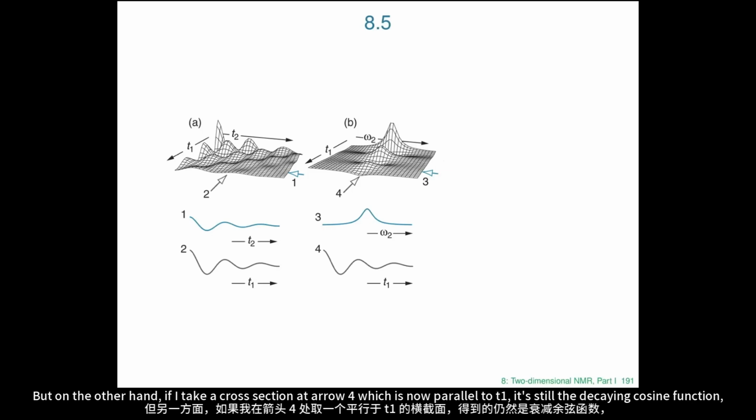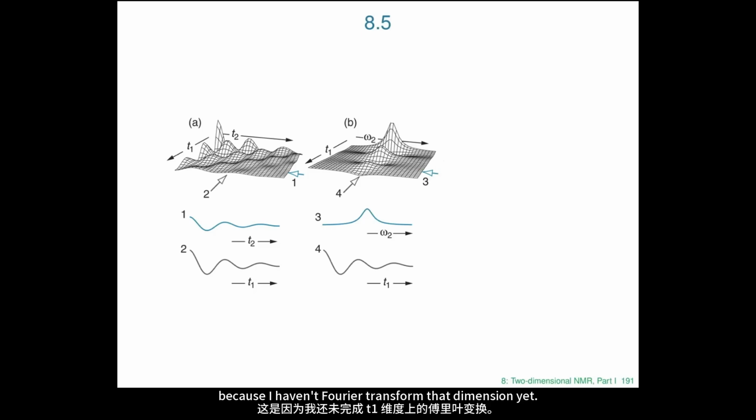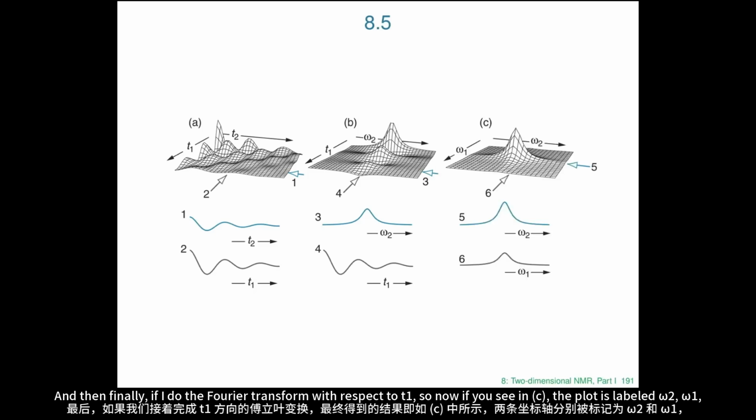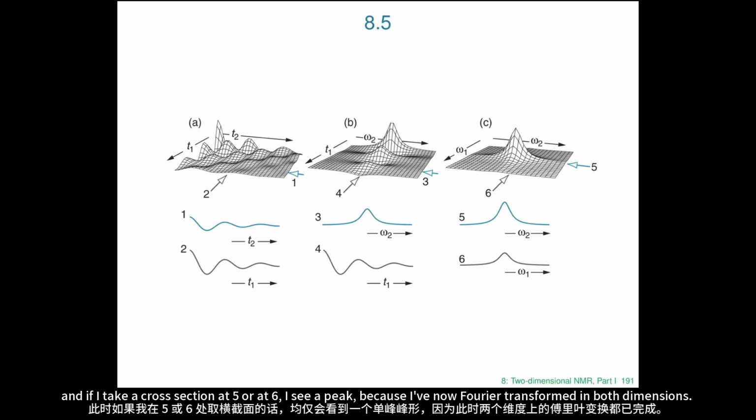But on the other hand, if I take a cross-section at arrow 4, which is now parallel to T1, it's still the decaying cosine function because I haven't Fourier transformed that dimension yet. And then finally, if I do the Fourier transform with respect to T1, so now if you see in C, the plot is labeled omega 2, omega 1, and if I take a cross-section at 5 or at 6, I see a peak, because I've now Fourier transformed in both dimensions.